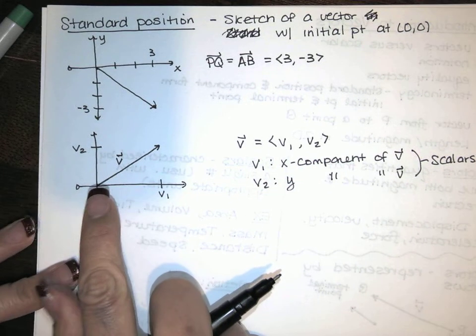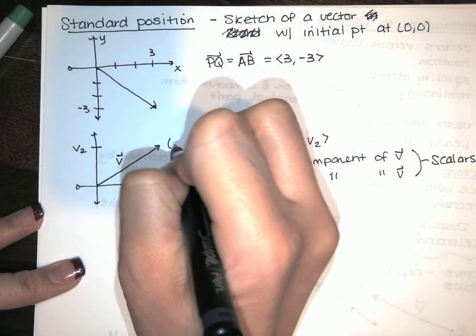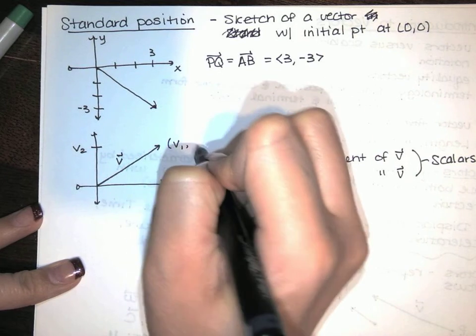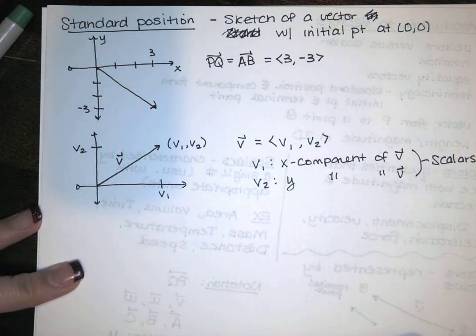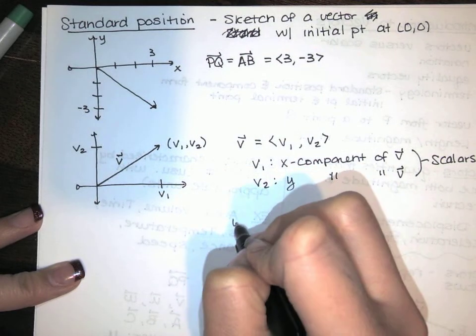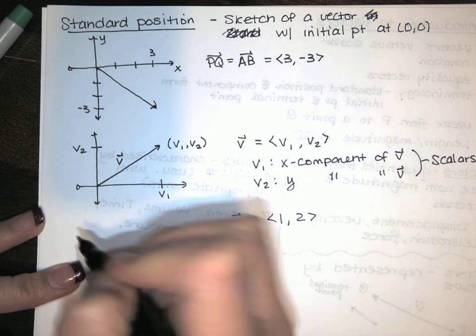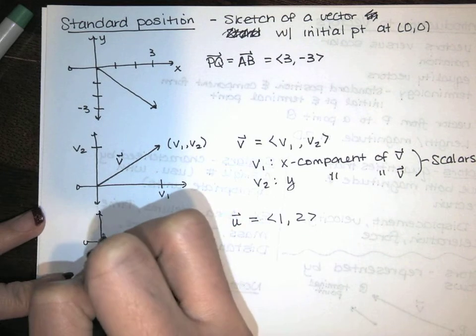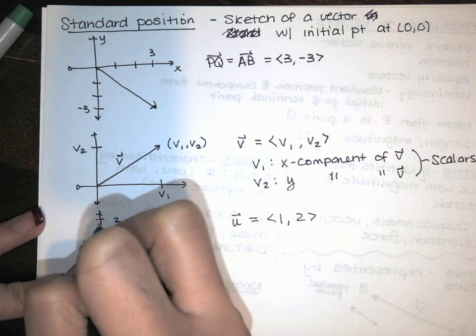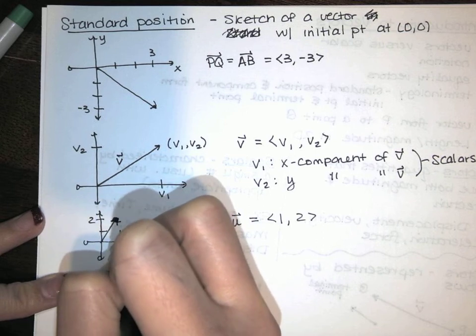If I draw my vector with its initial point at the origin, its terminal point is always at the point v1, v2. So if somebody later said u is the vector 1, 2, I would know I just plot a point at x equals 1, y equals 2. Oops, let's put that 2 over there. And that's my vector u.